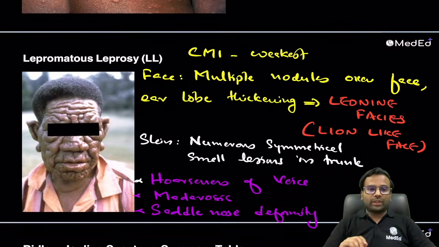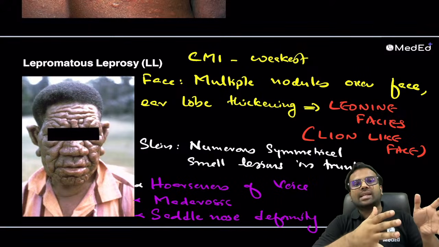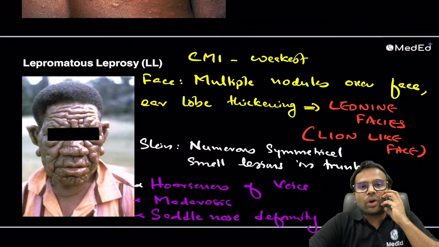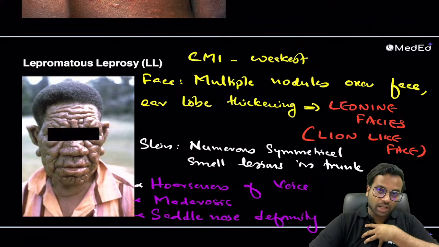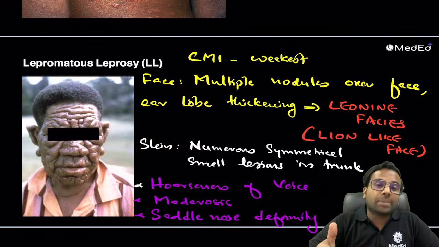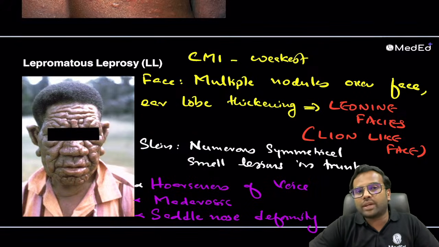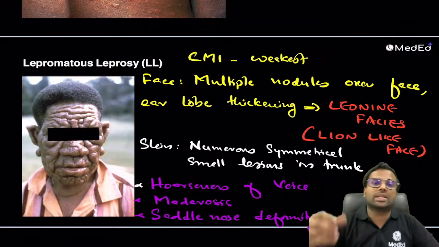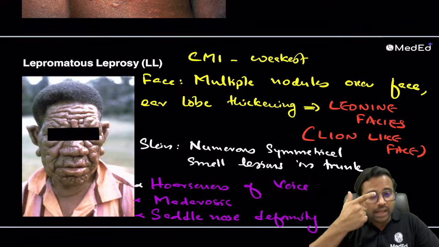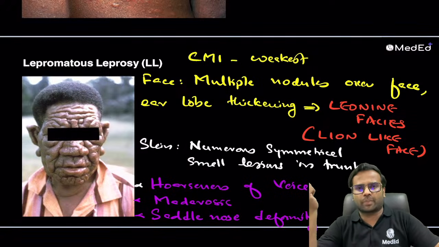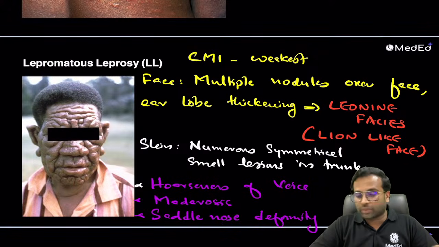And finally, when the patient goes into a lepromatous type of leprosy, then what happens? From the face itself, you will be able to diagnose. क्योंकि face में क्या होगा? Multiple nodular lesions होंगे. Along with nodular lesions over the trunk, the patient will be having a multiple numerous small hypopigmented lesions in the trunk, और काफी ज्यादा दूसरे symptoms भी होंगे, जैसे there can be a saddle nose deformity, there can be a hoarseness of the voice, madarosis can be seen, and many others also. Okay, and what is the name of the face? The face is called as a leonine facies.